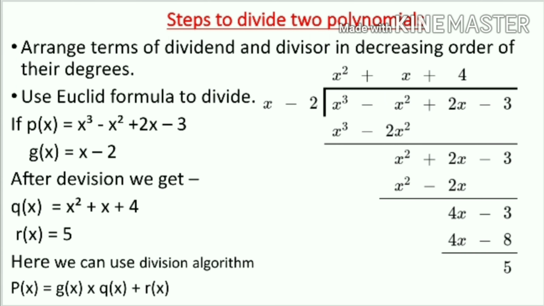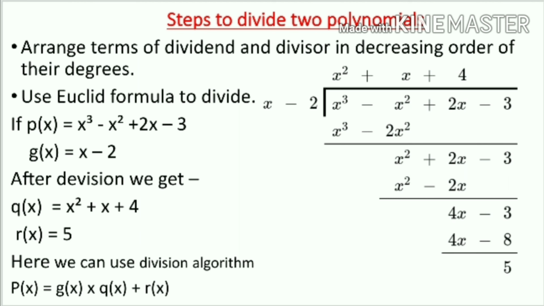First, we arrange the terms of the dividend and divisor in decreasing order of their degrees, the powers of the variables. Second, use Euclid's formula to divide. See, p(x) is equal to x cube minus x square plus 2x minus 3, and g(x) is equal to x minus 2. When we divide, we find q(x) is equal to x square plus x plus 4 and r(x) is equal to 5. After that we can use the division algorithm, that is p(x) is equal to g(x) into q(x) plus r(x).